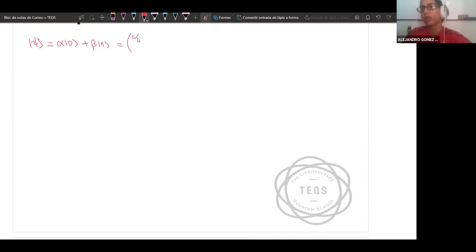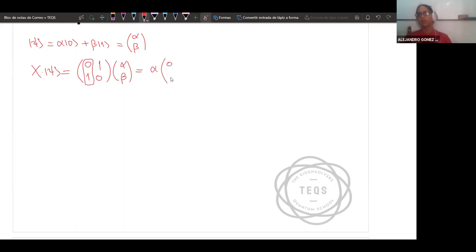And we saw that this is equivalent to this representation, and we apply the X gate to that state. We completed this, so we can write the X matrix, which was this one, applied to the alpha beta state. The way we multiply a matrix by a vector is that we write the component of the vector. So this is the first component times the first column of the matrix, 0, 1, and then the second component of the vector times the second column of the matrix. So this is beta alpha.